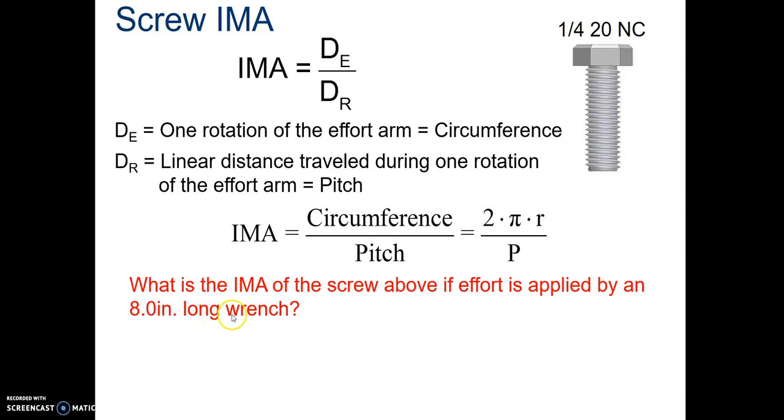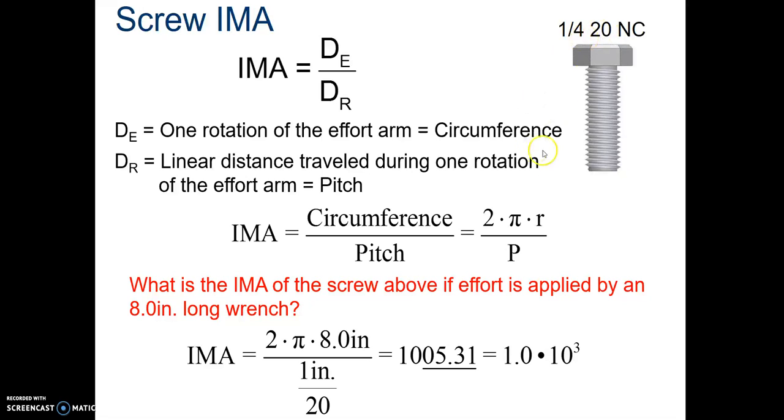So if we want to calculate this, we've got an 8-inch long wrench. Take your 8-inch long wrench. That means the radius is 8. Think of moving that in a circle with the fulcrum point in the middle. So you've got a radius of 8, a diameter of 16 being applied to this screw. Well, this screw has threads per inch of 20, so therefore the pitch is 1/20. So we've got 2 pi 8 over 1/20. When you divide by a fraction, you flip it over and multiply. So we've got an ideal mechanical advantage of about 1,000.